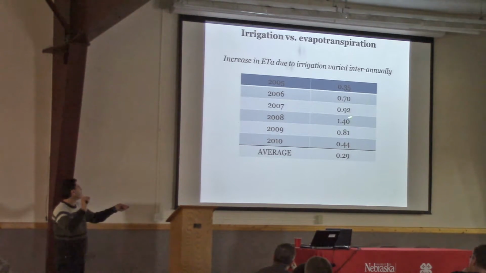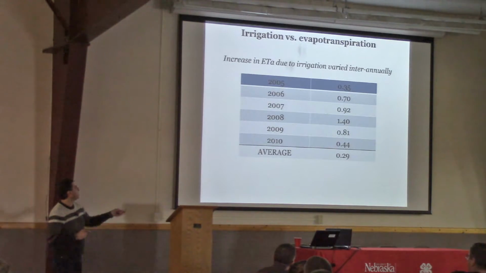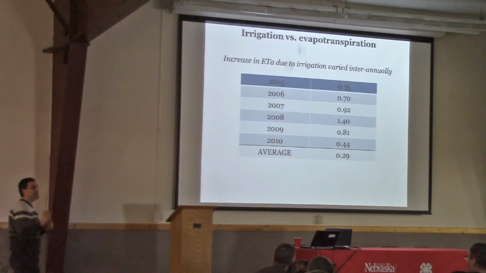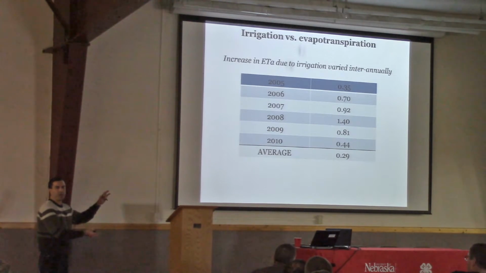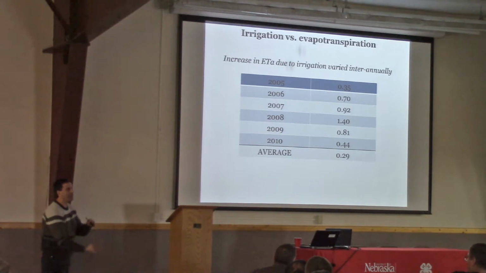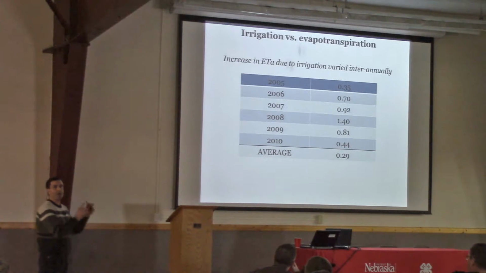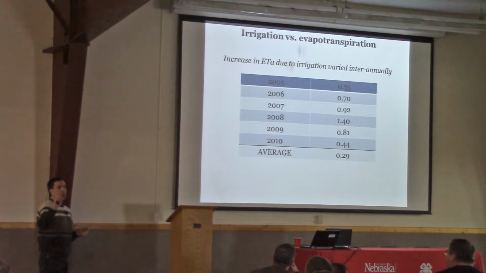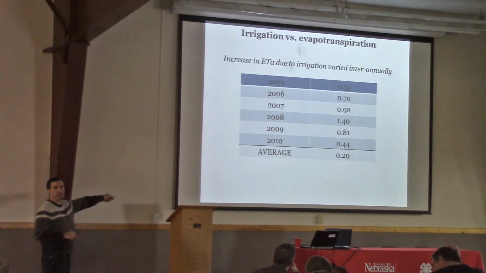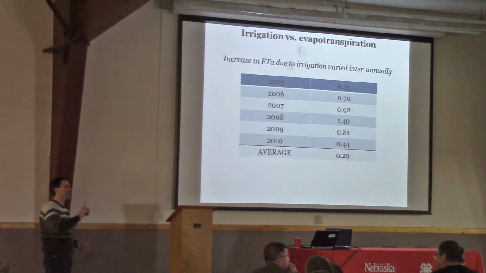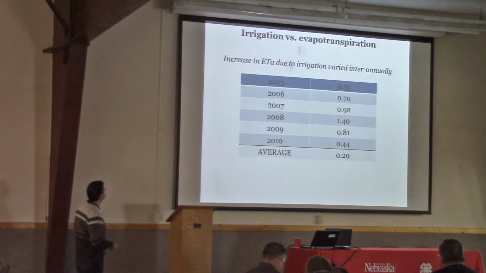So this happened only once in 6 years, 2008. While this is the contribution of ET from soil, from water intercepted on the canopy, and also crop water uptake from the soil profile. So that's why, even if we increase irrigation by 1 inch, ET, because the surface is wet in 2008, there is more ET per unit of irrigation applied.